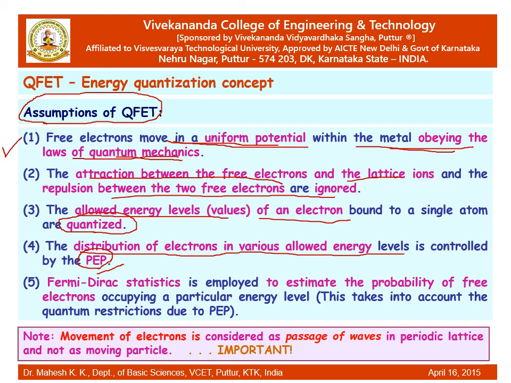And then finally you have one more: statistics. In physics we have three statistics. Here it is Fermi-Dirac statistics that we are looking into. So in quantum free electron theory, Fermi-Dirac statistics is employed to estimate the probability for free electrons. That is why these electrons are also called fermions. So these are the 5 assumptions in quantum free electron theory.